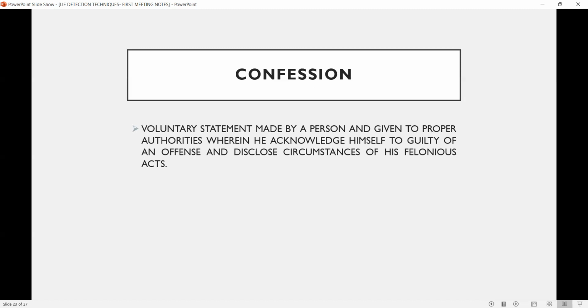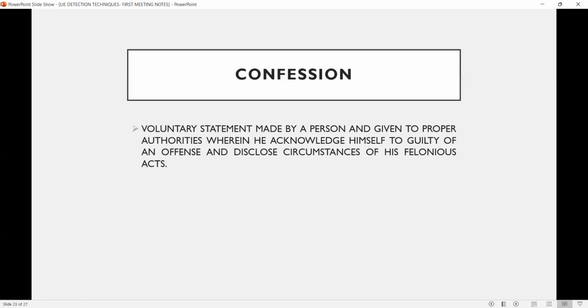Again, admission versus confession. Admission is the statement of facts, not necessarily acknowledging guilt. You stated facts without acknowledging guilt. And there are two types of admissions. You should remember this: extrajudicial admission and judicial admission. What's the difference? Extrajudicial admission is an admission made outside the court, maybe sa police station, dito ka ni-admit. And we have here judicial admission, meaning you admitted inside court, okay, during trial. So again, extrajudicial admission, outside court; judicial admission, inside court.